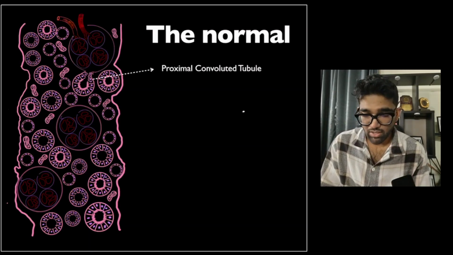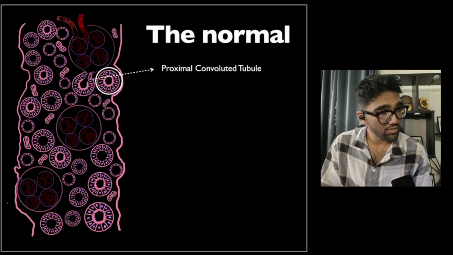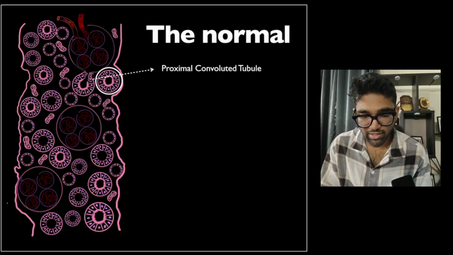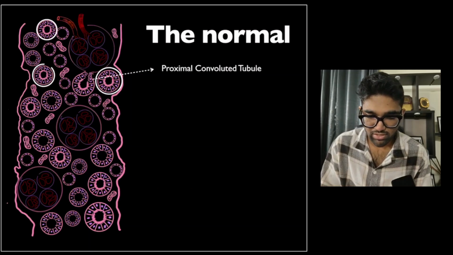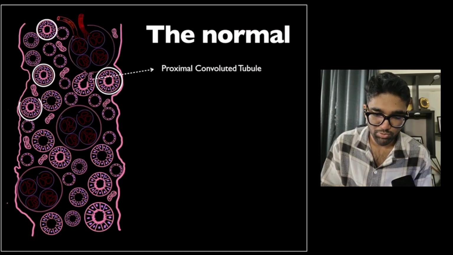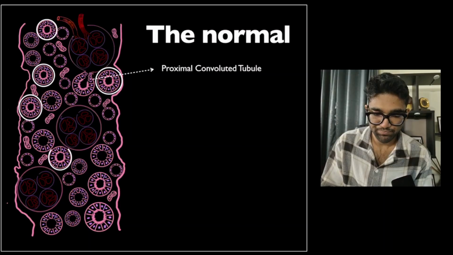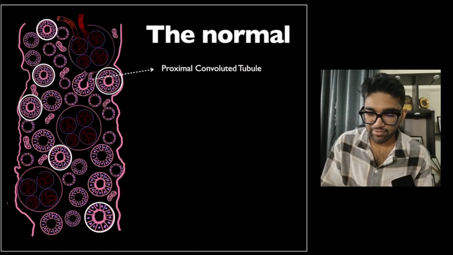Now, the second tubule that you can see next to it is also a proximal convoluted tubule, and this tubule on the right as well. So I'll just highlight all the proximal convoluted tubules that are visible in this section. These are the proximal convoluted tubules. As you can see, they are all a little staggered.